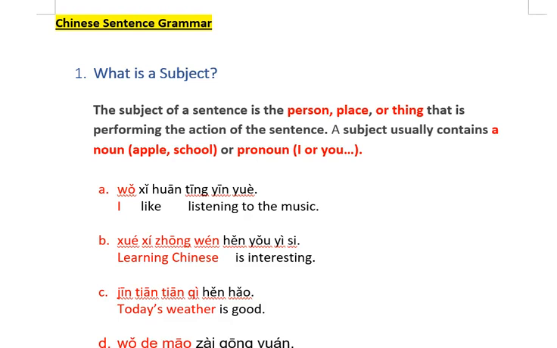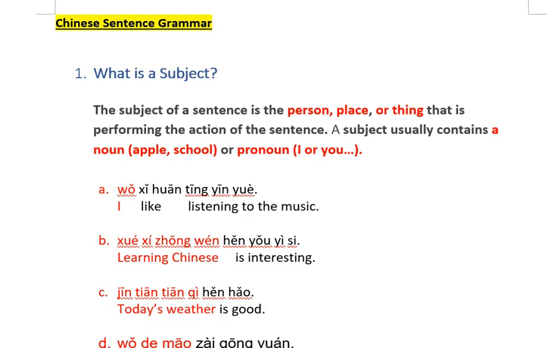The subject of a sentence is the person, place, or thing that is performing the action of the sentence. A subject usually contains a noun, like apple or school, or a pronoun, like you and I. Let's have a look at the next several questions to figure out the subject of each sentence.